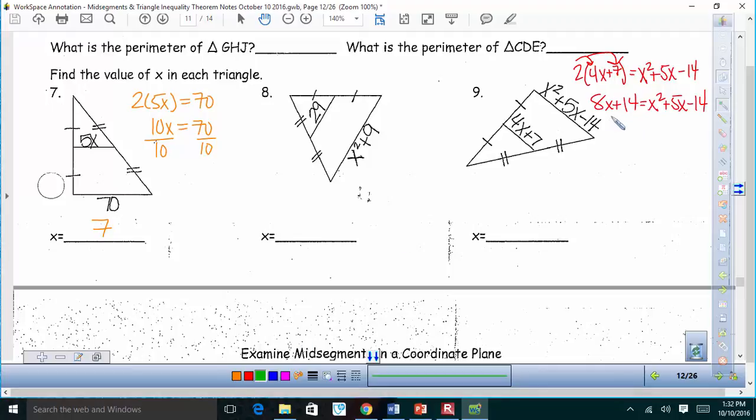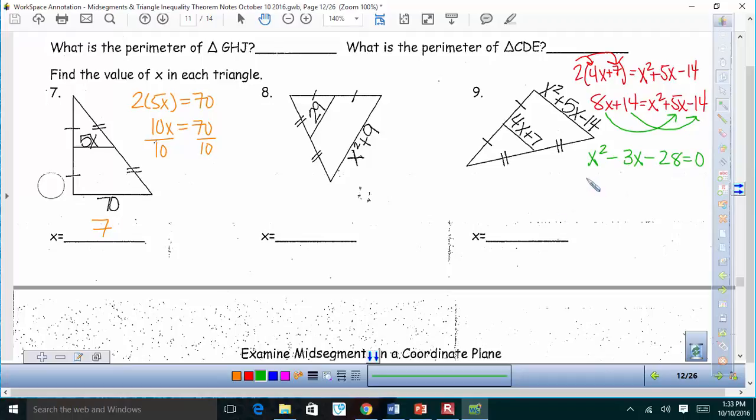Next, we want to move our 10x over. So when I move it over, what happens to it? It becomes negative. So I get x squared plus 4x minus 10x, which would give me minus 6x. Okay, and then I move 14 over and it becomes negative. So I have 2 negative 14s, which gives me negative 28.